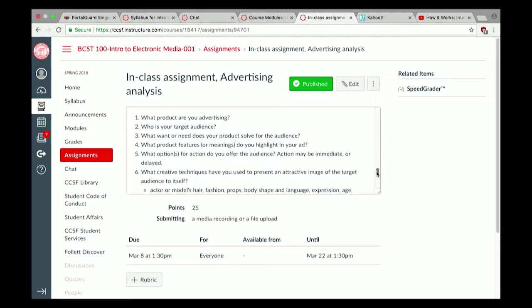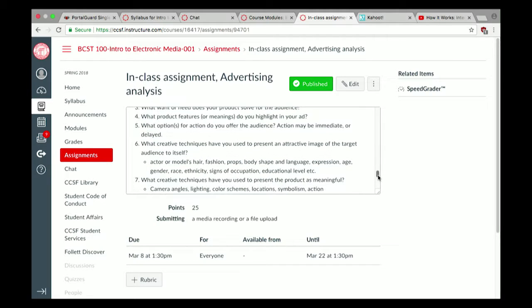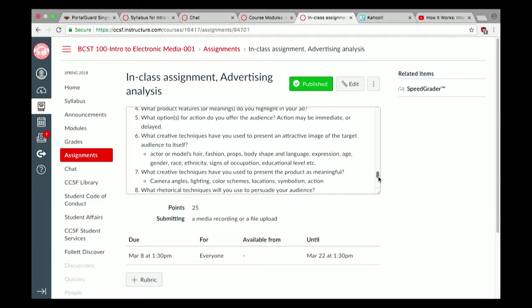What product features are you going to highlight in the ad? Sometimes if it's a beer commercial, you're just selling the idea that people like to hang out together and have a beer, and even that is a product feature. But if it's a car, you might be competing on price, or on luxury, or on mileage. And then finally, what are you going to ask the audience to do? For Super Bowl ads, there's not always a really clear call to action.